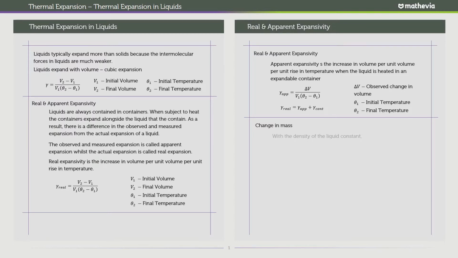Given that the density of the liquid is constant, the apparent expansivity equals the change in mass, basically the same thing as with the volume. As long as the density is constant, that relationship stays for mass. So you have the change in mass divided by the initial mass, divided by the change in temperature. Let's go ahead now and solve some examples.